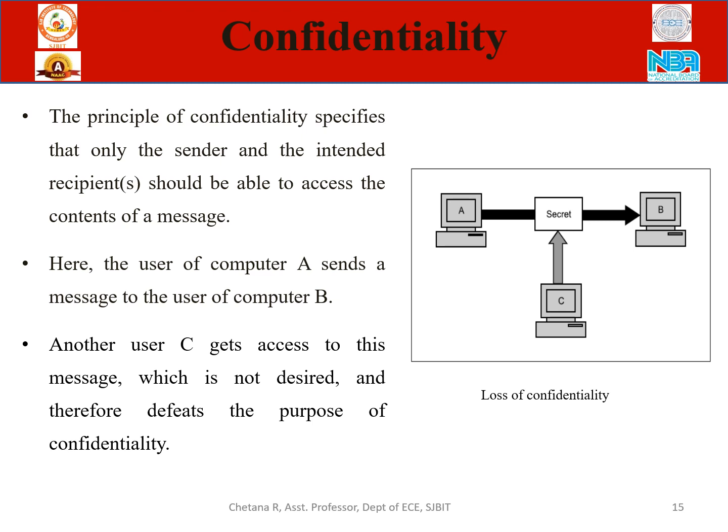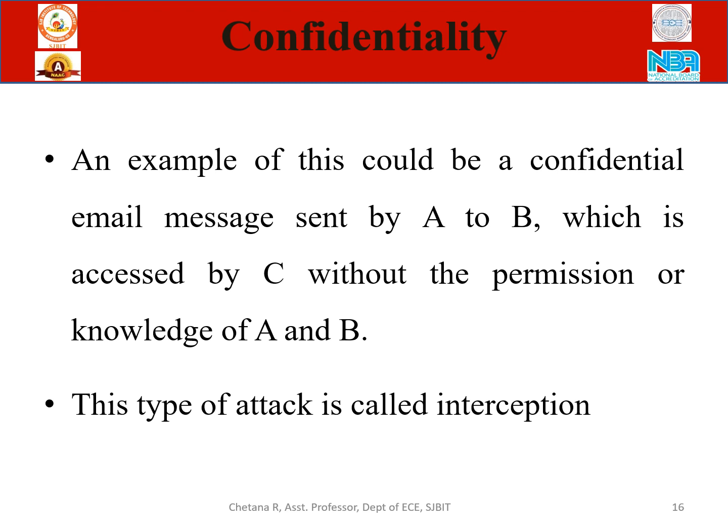So the principle of confidentiality specifies that only the sender and the intended receiver should get the information. However, C is in between, who is not supposed to, but still steals the information, and this is called loss of confidentiality. An example of this would be a confidential email message which is sent from A to B but accessed by C. This loss of confidentiality is called interception.